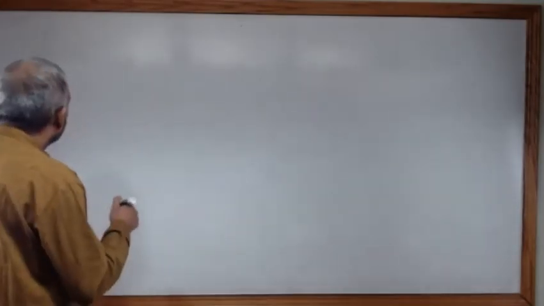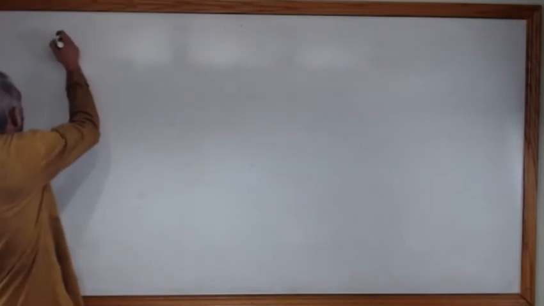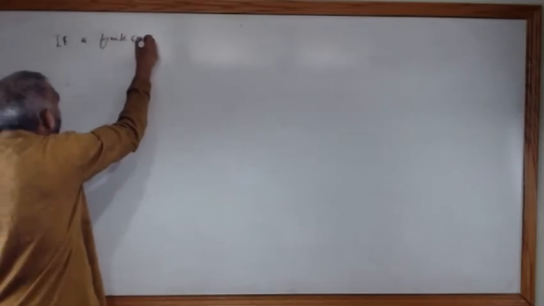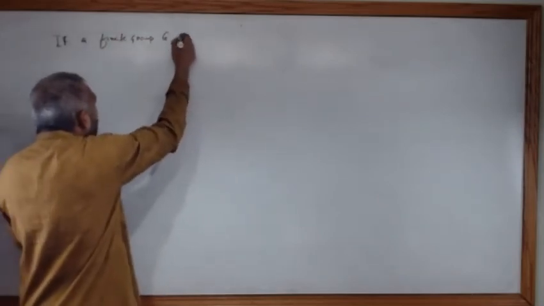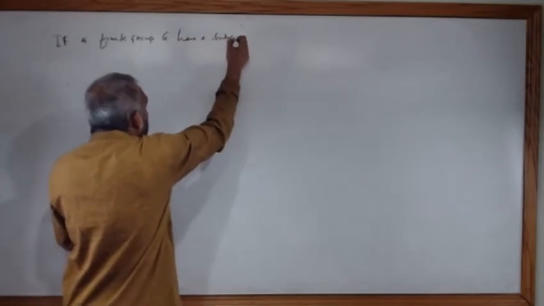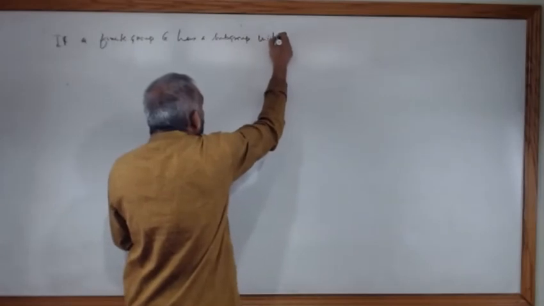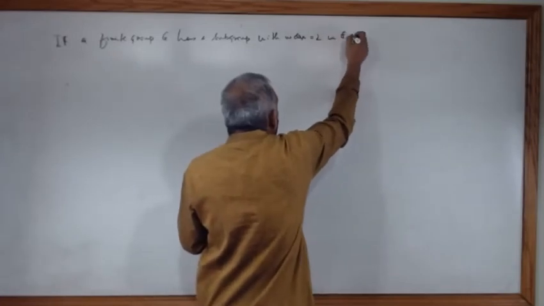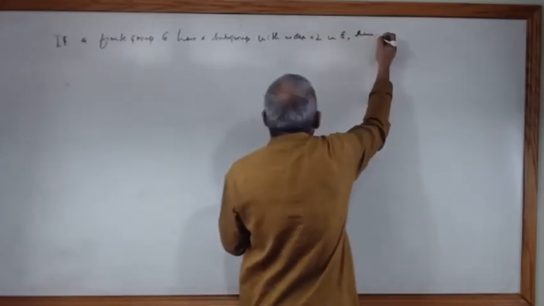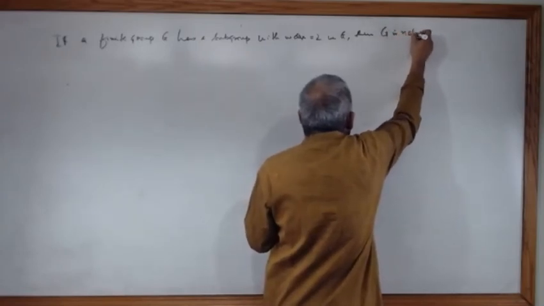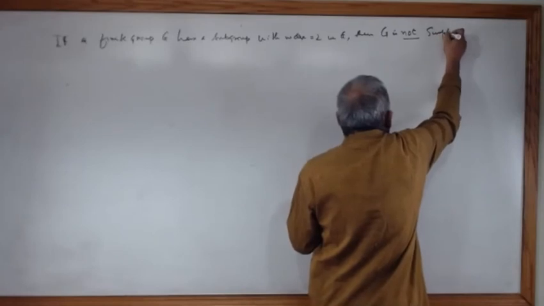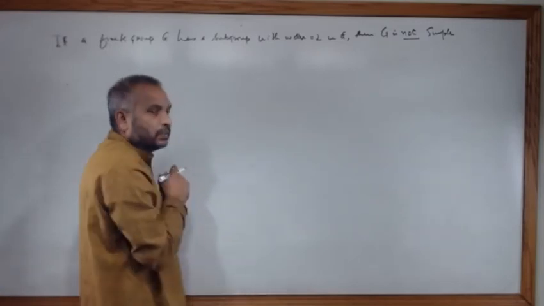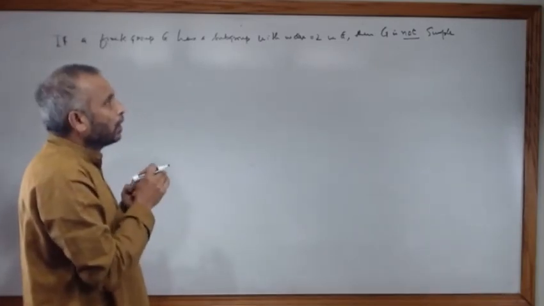The next problem is, if a finite group G has a subgroup with index equal to 2 in G, then G is not simple. A group is simple if it does not have a proper non-trivial normal subgroup.